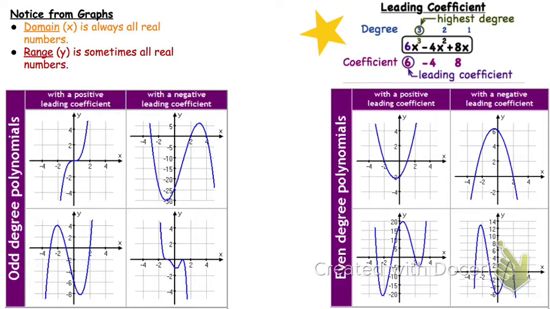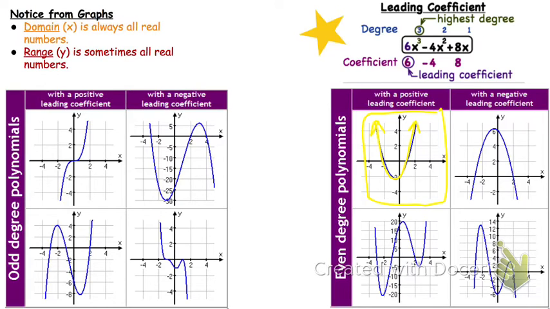However, the range is only sometimes going to be all real numbers. Sometimes it is restricted. For example, like this one here. You see this graph goes down, only down to -2, and then it turns and goes the other direction. So all of the y coordinates are bigger than -2. So the range is all y's greater than -2.